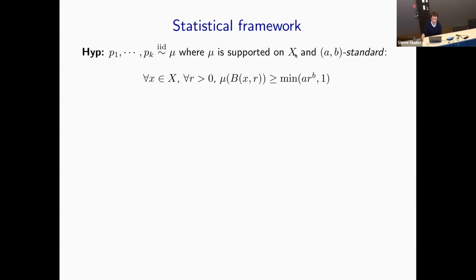X is compact, and we're going to assume that mu is sufficiently regular. We're going to assume that it is (a, b)-standard, which means this. This is a condition on the growth of the balls. And you can think of b as being the dimension, kind of an intrinsic notion of dimension for the metric measure space X.